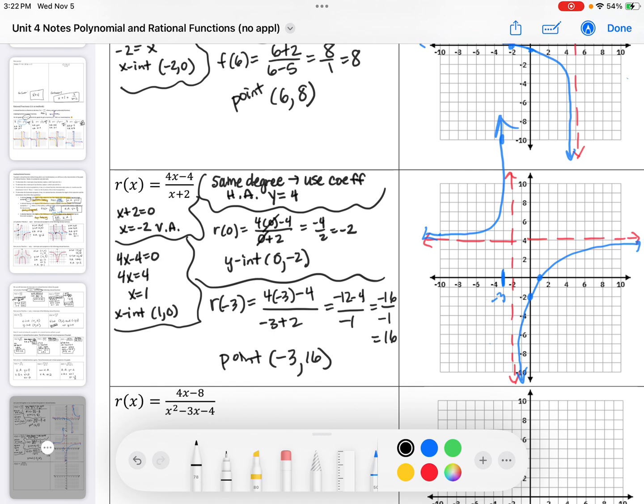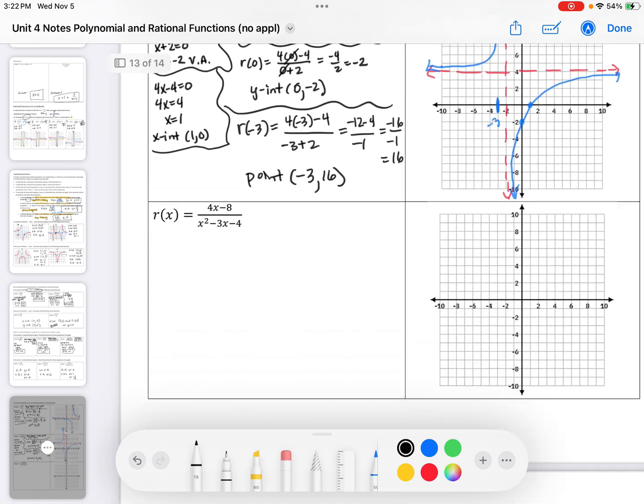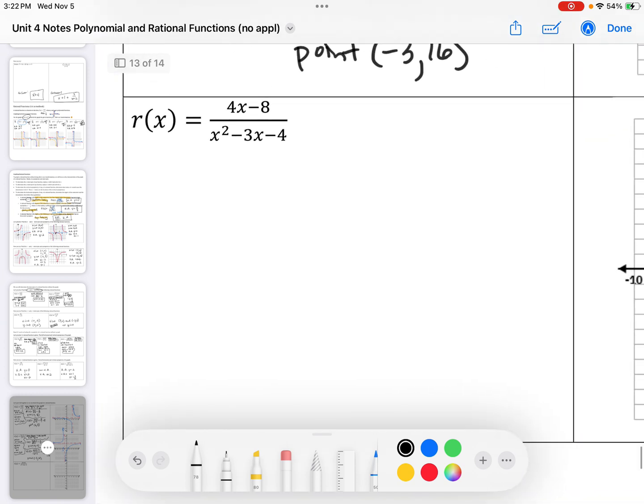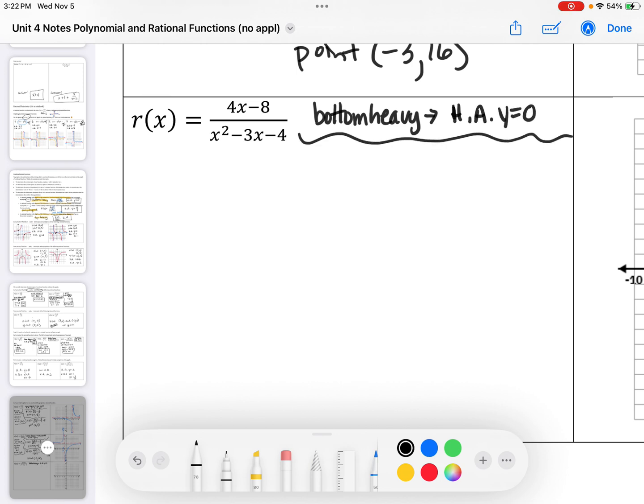All right, I'm going to do one more example with you, and then I want you to try a few on your own. Okay, we're going to just gather evidence like we have been. Let's do horizontal asymptote first. So degree of the numerator is 1, degree of the denominator is 2. So this is bottom heavy, which means our horizontal asymptote is y equals 0.